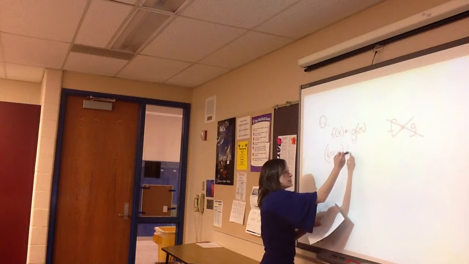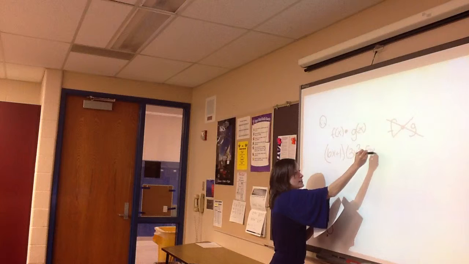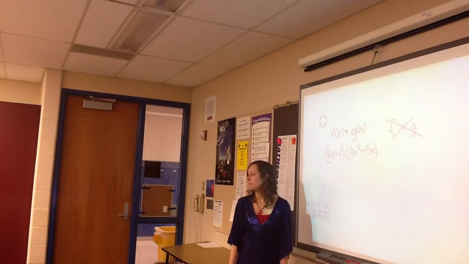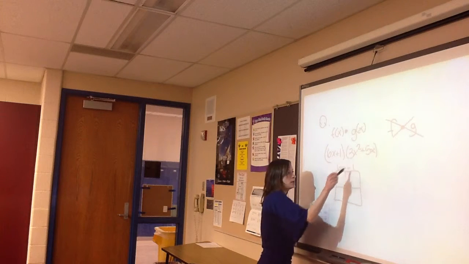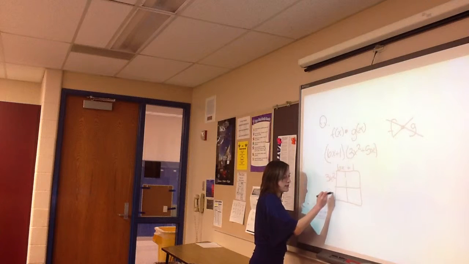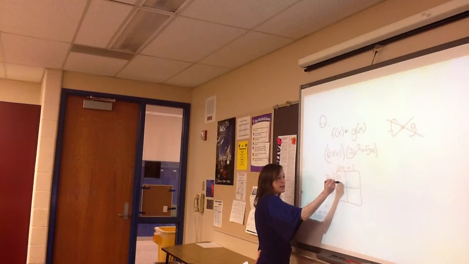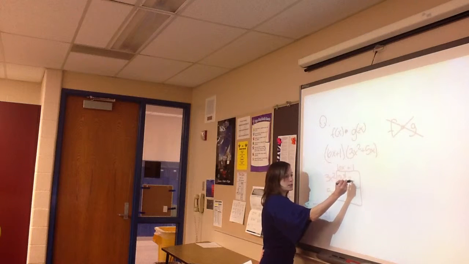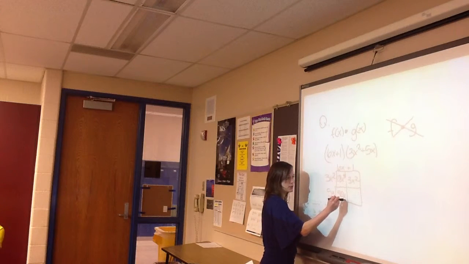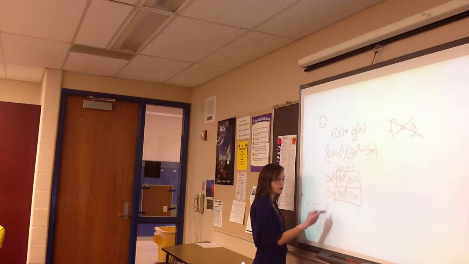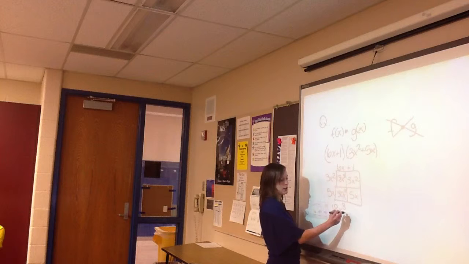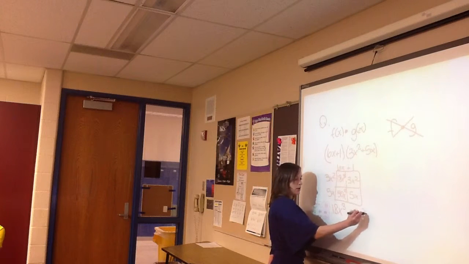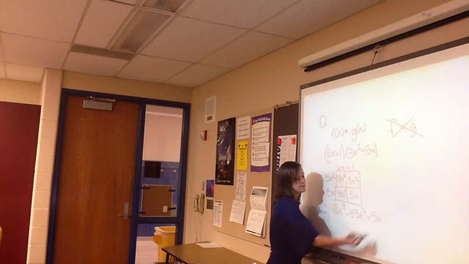And g of x is 3x squared plus 5x. So what do we do here? You do the box, area model. So 6x plus 1, 3x squared, and 5x. So you get 18x cubed, 3x squared, 30x squared, and 5x. So combine like terms if there are any. We got x cubed, 18 of them. We have x squared, and there's 33 of those. And we have an x, and there's 5 of those. There's your answers.